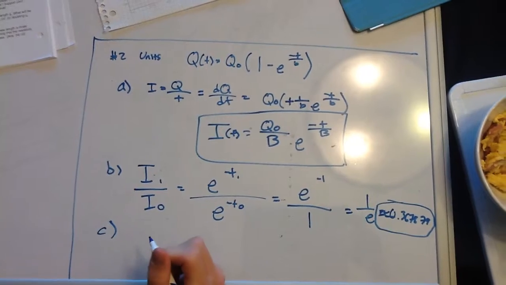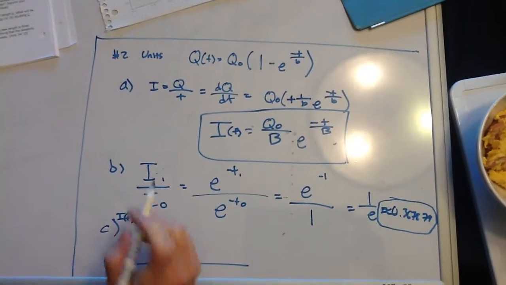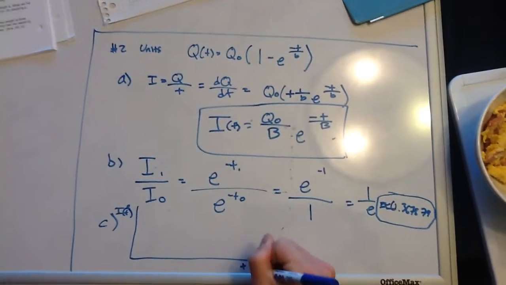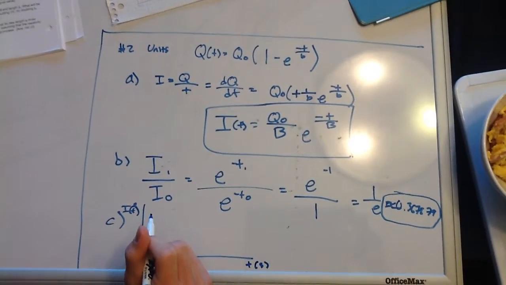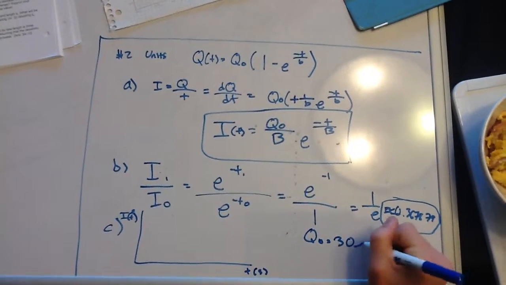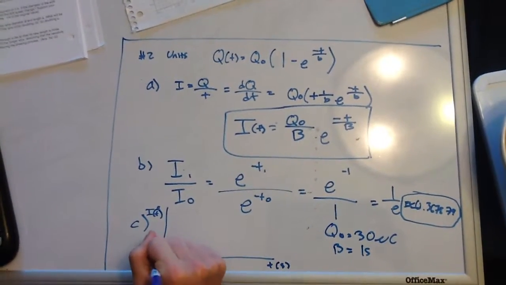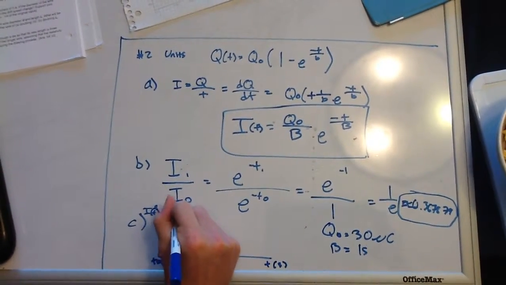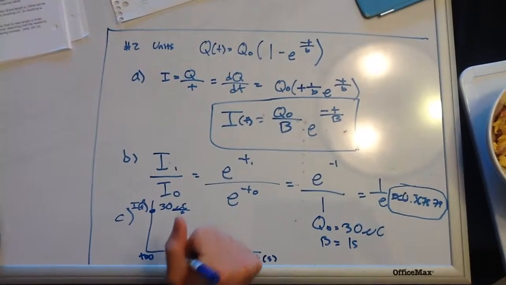Then lastly, it says draw the graph of the function. So this is I, which is charge over time, and this is time in seconds. You're going to start off at your max value at 0, and they've given that Q naught is equal to 30 microcoulombs and B is equal to 1 second. So if you plug it in, you're going to get 30 microcoulombs per second here, and that's going to be your max value since you can't have negative time.